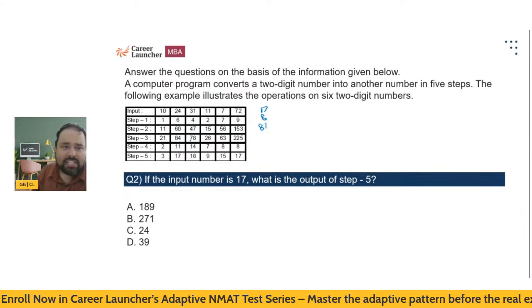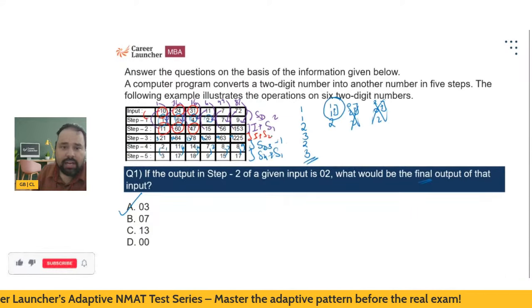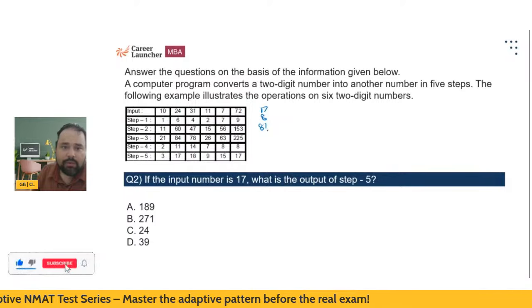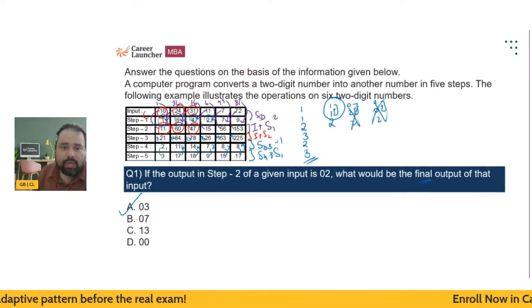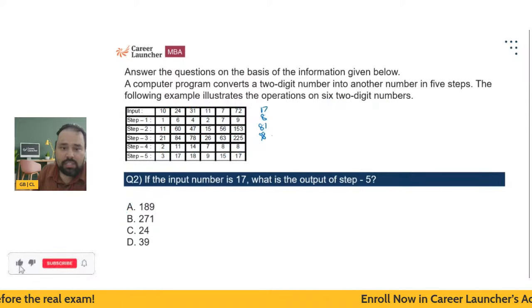ओके. नेक्स्ट क्या है? स्टेप 3. स्टेप 3 में क्या किया था? इनपुट प्लस स्टेप 2, so that is 81 plus 17, which is 98. नेक्स्ट क्या है? स्टेप 4 में सम ऑफ डिजिट्स इन स्टेप 3 minus 1. सम ऑफ डिजिट्स इज 17 minus 1, which is 16.